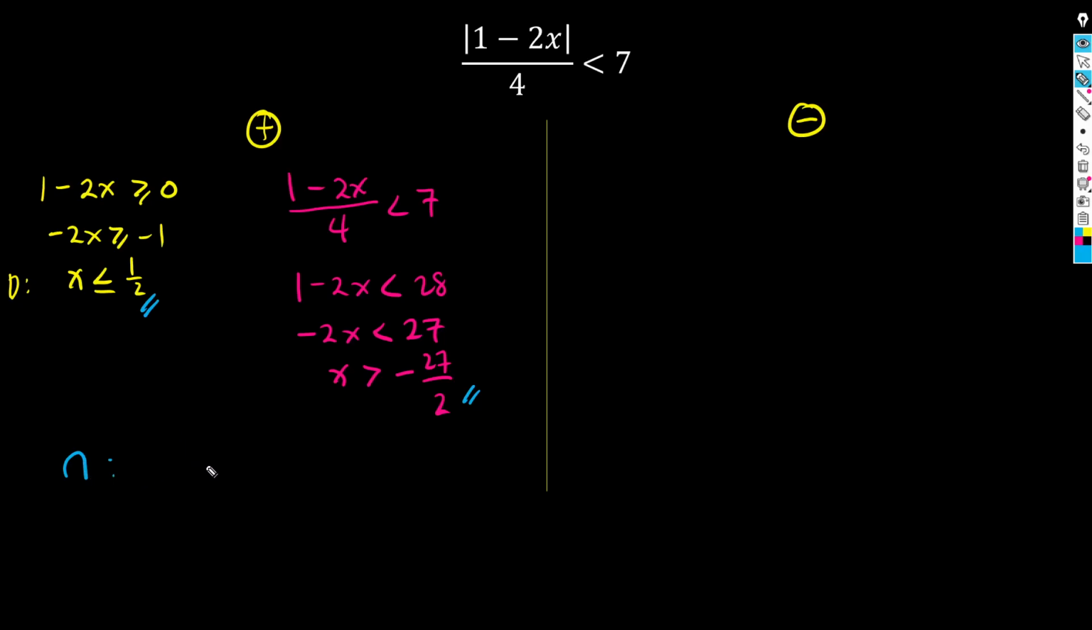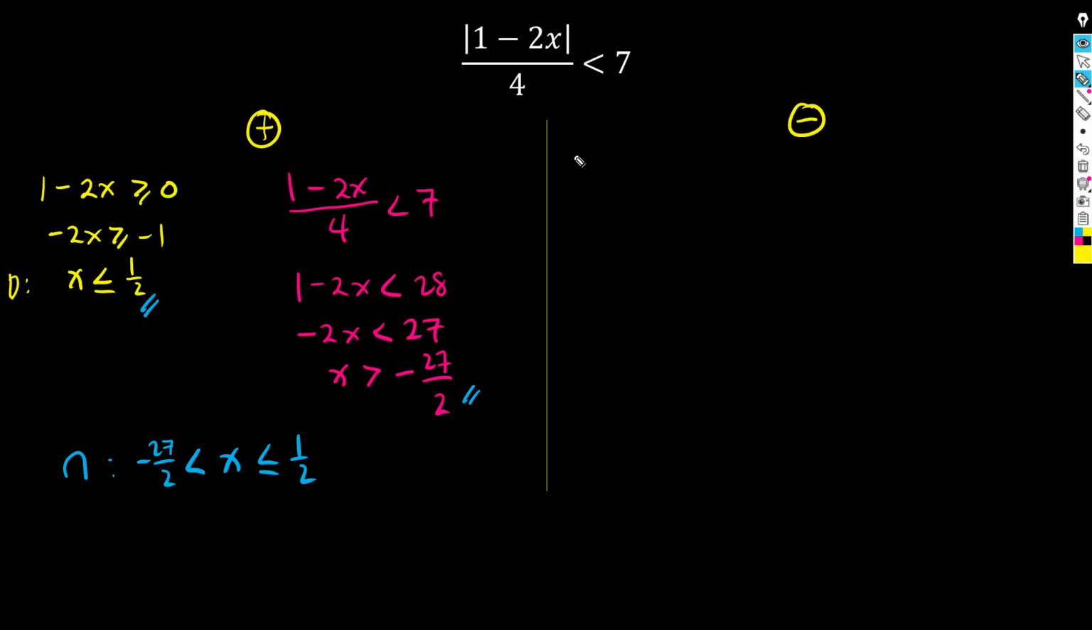The intersection would be, x is greater than negative 27 over 2 and, remember, less than or equal to 1/2. Okay? So that right there, itong inequality na to, that's the solution set of just the first case, the non-negative case of the binomial 1 minus 2x. Okay? Again, sa example, ipapark lang muna yan. Now, let's proceed with the negative version of that.